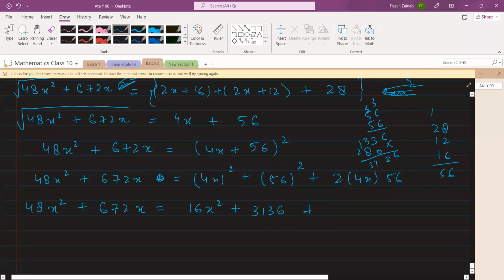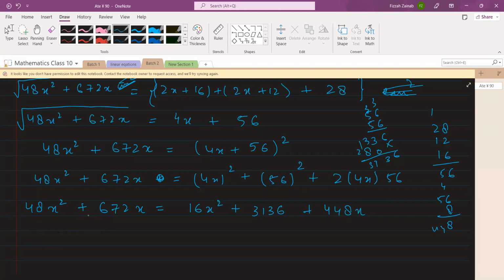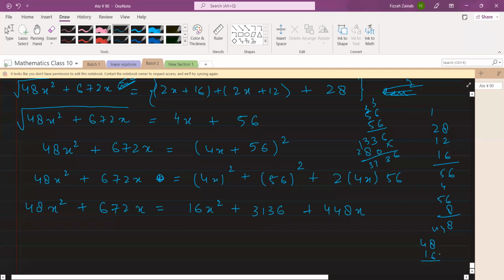Okay, so that is 56 into 8. 6 into 8 is 48. Carry 4, 448. 448x. Okay, so 48x square minus 16x square. How much do I get? 8 minus 6 is 2. So I get 32x square, right?